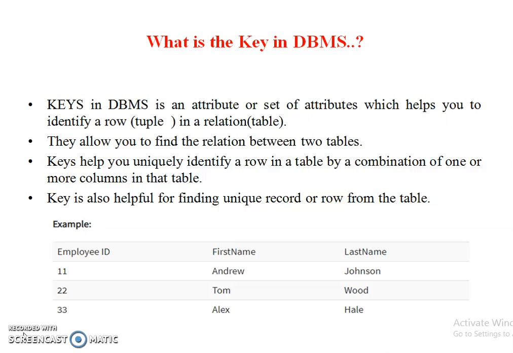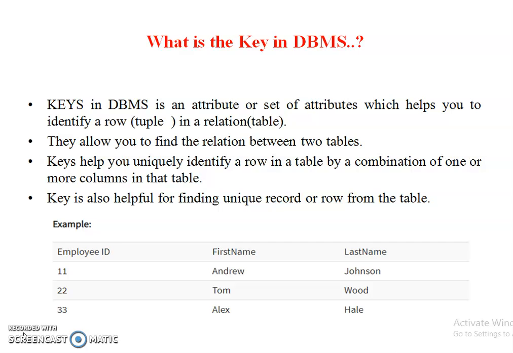Now, first we discuss what is a key. A key in DBMS is an attribute or set of attributes which helps you to identify a row in a relation. Row is nothing but a tuple and relation is nothing but a table. Also, it allows you to find the relation between two tables. And a key helps you to uniquely identify a row in a table by a combination of one or more columns in that particular table. It also helps in finding a unique record or row from the table.